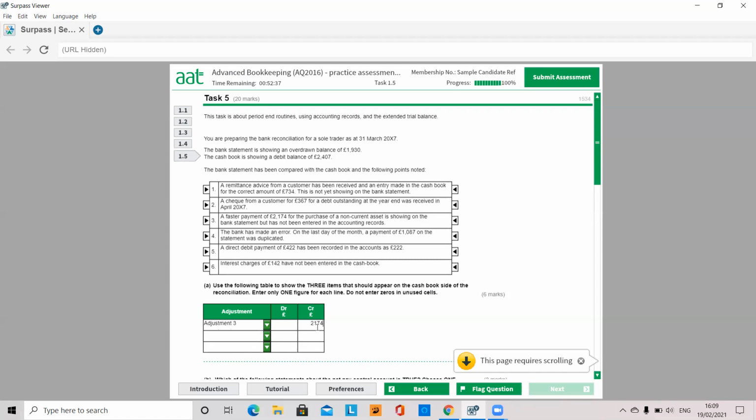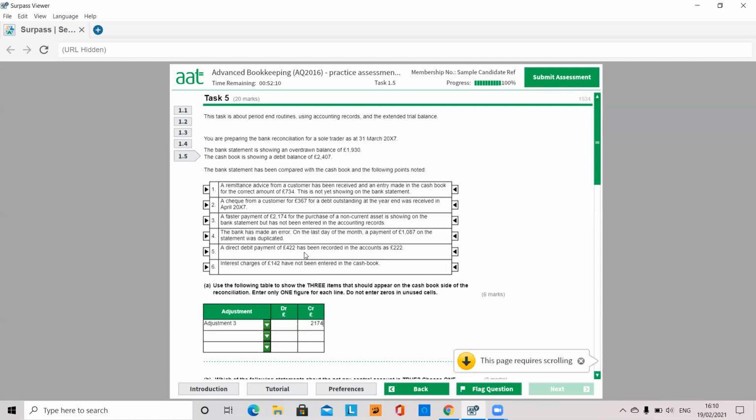Next one said that the bank has made an error on the last day of the month. Start again. The bank has made an error. On the last day of the month, a payment of 1087 on the statement has been duplicated. So that's on the bank statement. We're only talking about duplicated on the bank statement. It's nothing to do with the cash book, okay?